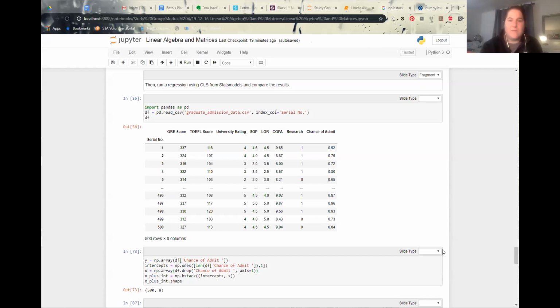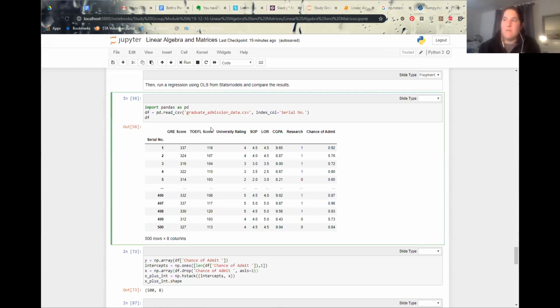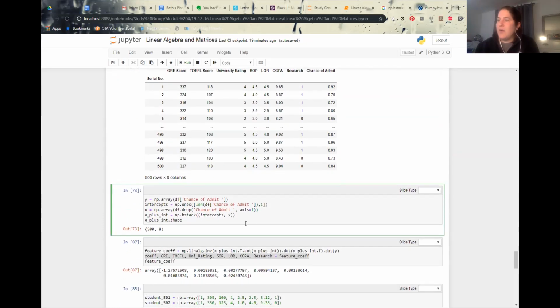Okay, so the first thing that we did is we read in the data frame, and I read in the serial number as the index because that serial number is not going to have any predictive power. It's just basically which student is what. Then we set up our NumPy array. We noticed that this chance of admit column name had a space at the end, which was annoying. But we set up our Y by passing in this chance of admit column as a NumPy array.